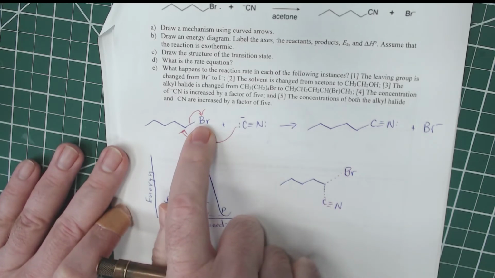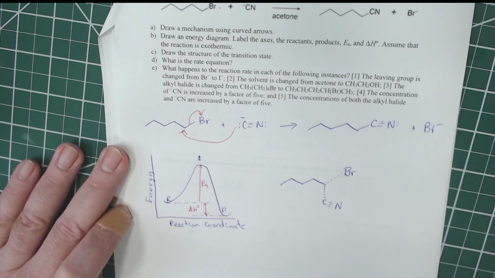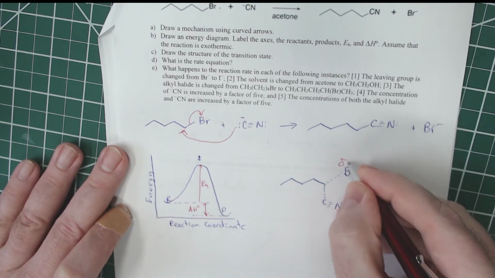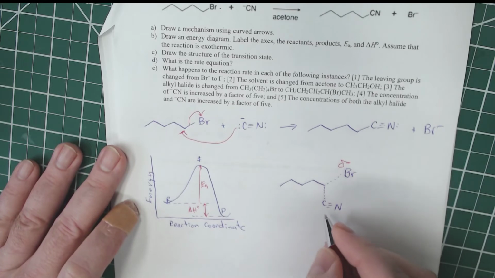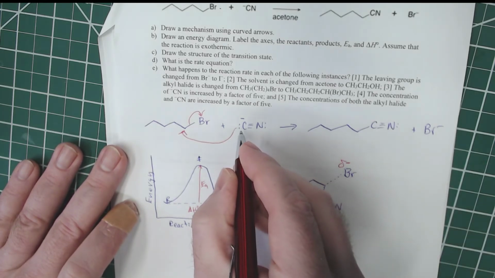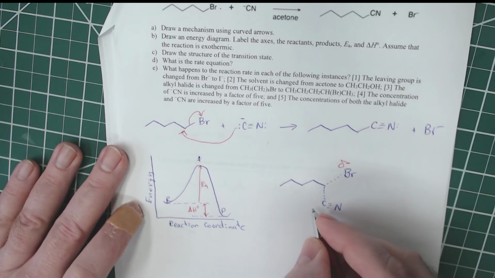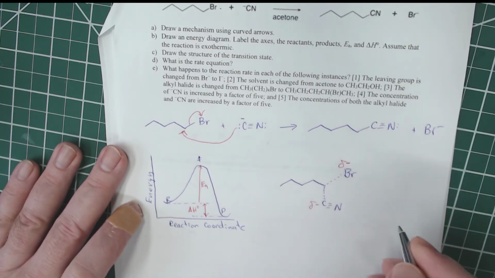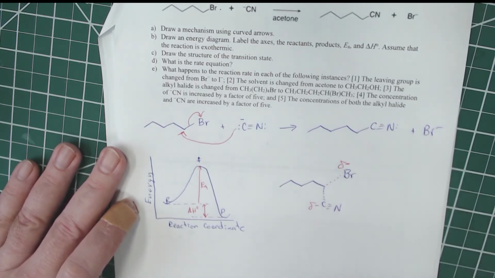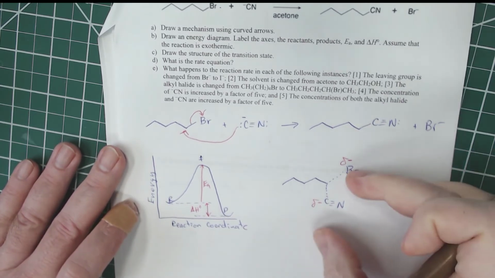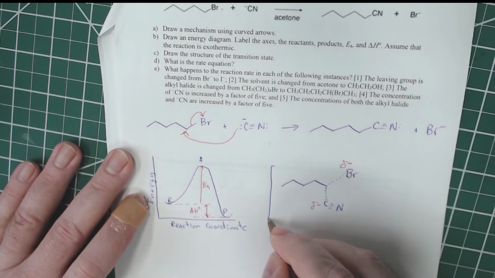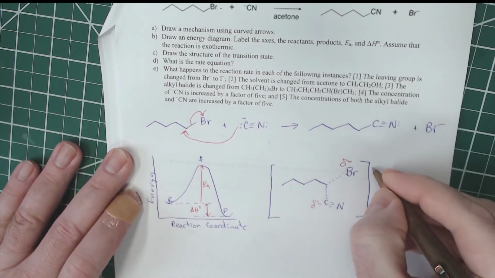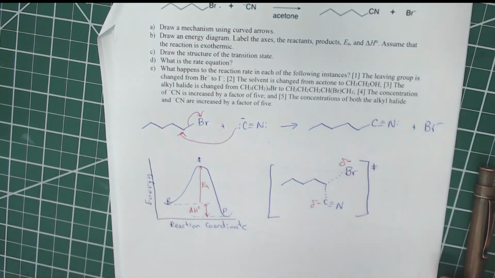Here, bromine has no charge. Here, bromine has a negative charge. So we're going to put a partial negative charge on that bromine. Same thing with the carbon. Here, carbon has a negative charge. Over here, carbon has no formal charge, so we'll put a partial negative charge on that carbon as well. All right, so we've done partial bonds, we've done partial charges. Now we want to put it in a bracket. And then finally, we want to label it with the double dagger to indicate that it is a transition state.